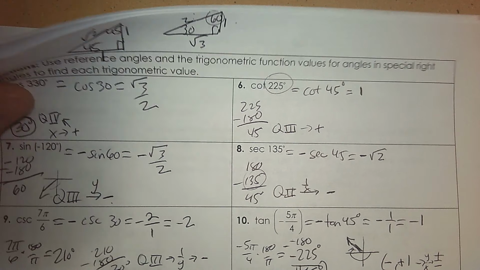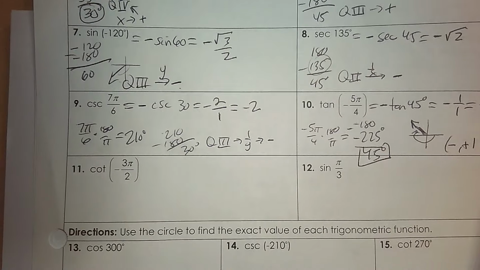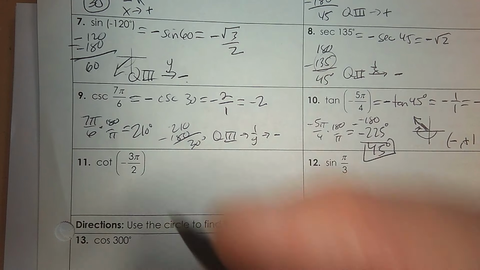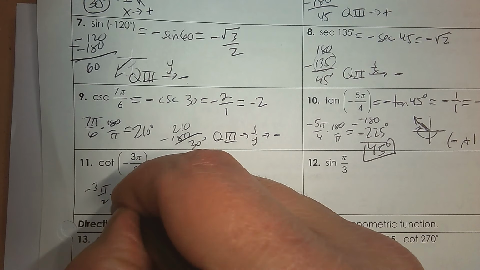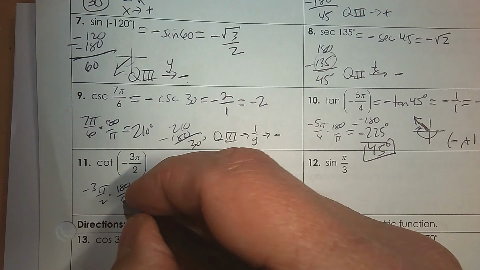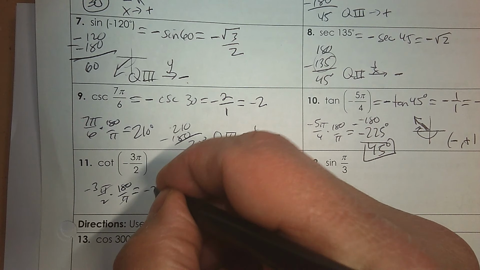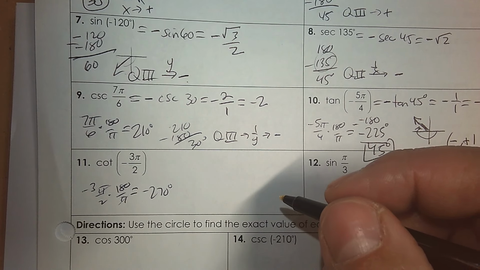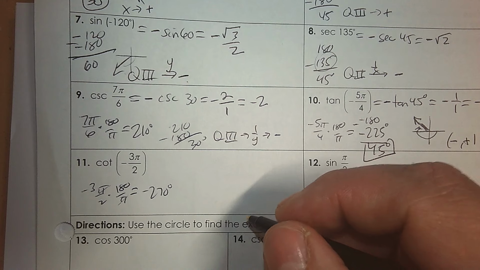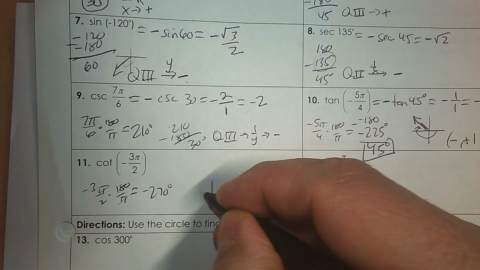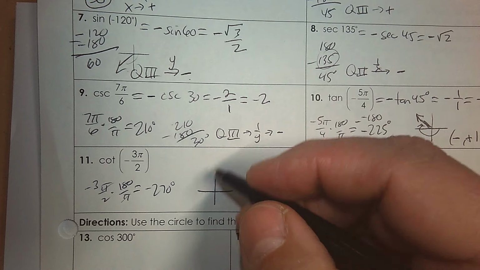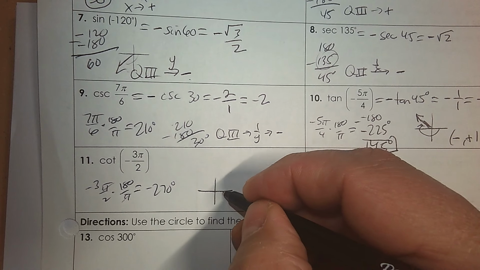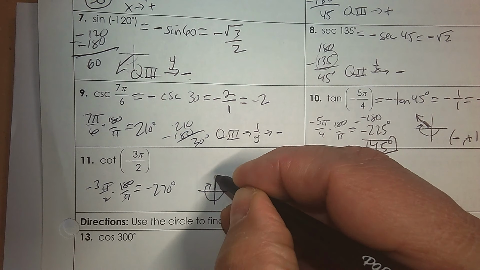Two more. And now you're going to appreciate the unit circle when we get there. So negative 3 pi over 2. We're going to multiply by 180 over pi and simplify it down. So that's negative 270. Now, for negative 270, that is not in a quadrant. It's on an axis. So negative 270, if we graph it, would actually end up here at the top, that point.